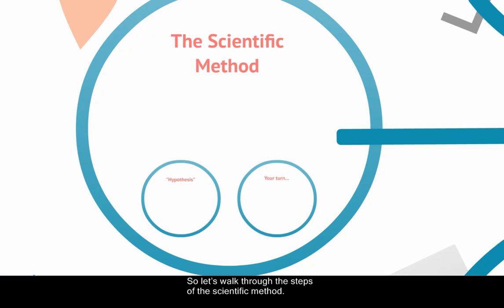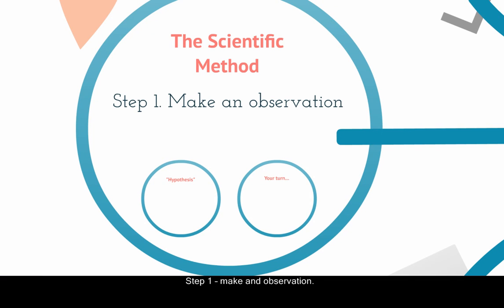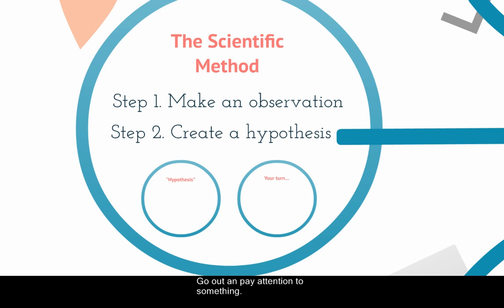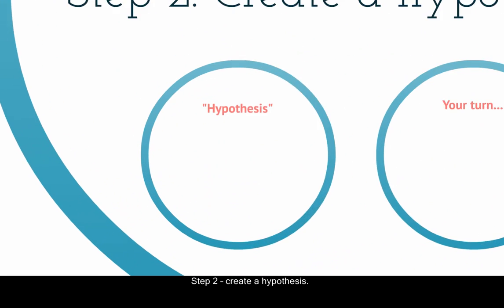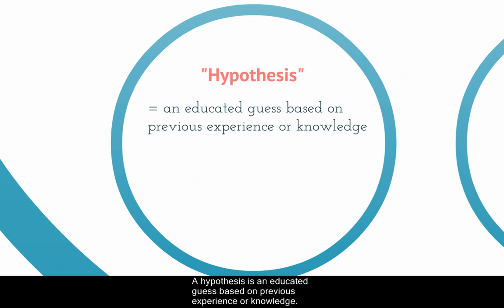So let's walk through the steps of the scientific method. Step 1, make an observation. Go out and pay attention to something. Step 2, create a hypothesis. A hypothesis is an educated guess based on previous experience or knowledge.